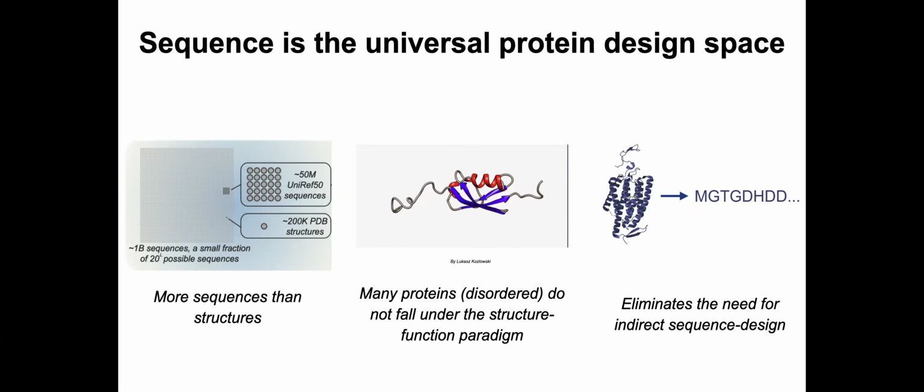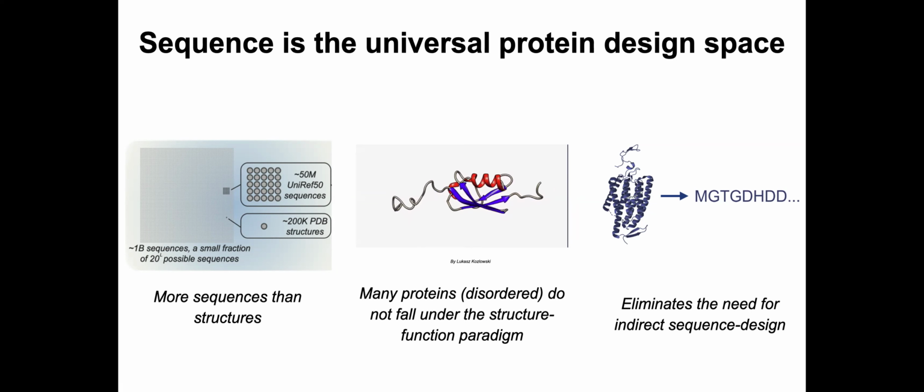The first being that there are significantly more data available for sequences compared to structures. Here's a nice visual representation of the fact that many of these structure-based models are trained on on the order of 200,000 available PDB crystal structures for proteins, whereas sequence-based models can exploit much larger data sets. For example, we train on 50 million protein sequences available in UniRef50.